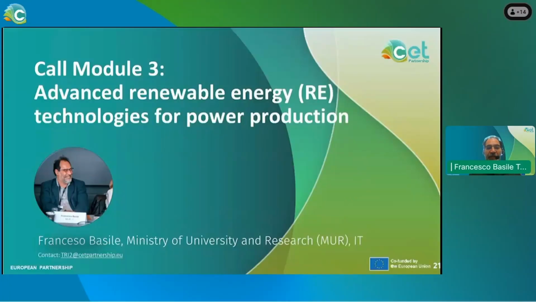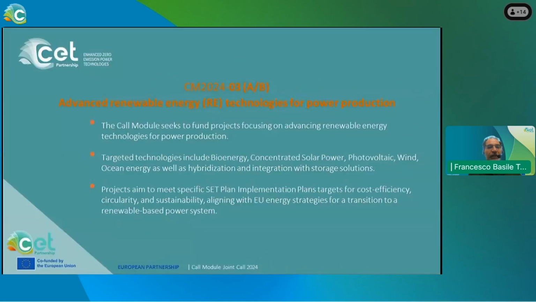Call module 3 is divided in 3A and 3B. 3A is related to low TRL technologies, and call module 3B is related to high TRL technologies. So 3A is research-oriented initiatives and actions, while 3B is innovation-oriented initiatives and actions.